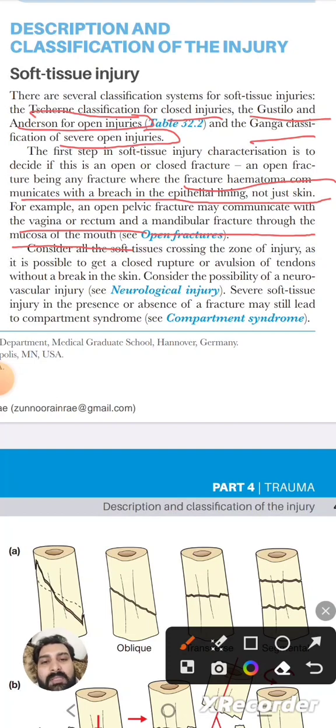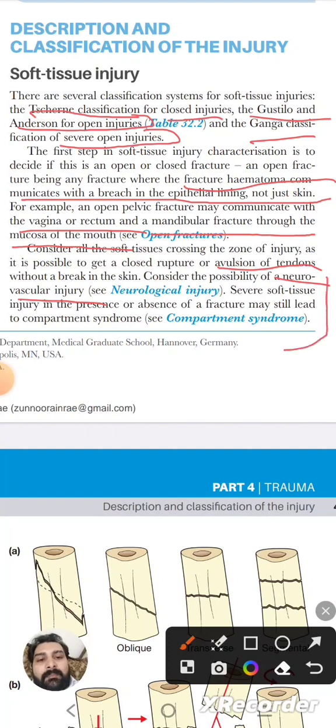If there is a fracture of the tibia and there is also a wound on the skin and the fracture hematoma is communicating to the external environment through that wound, it is an open fracture of the tibia. When trauma occurs to a specific part of the body, all the structures crossing through that area should be considered and suspected for trauma. There can be trauma to the muscles or avulsion of the tendons without a breach in the skin. There can be trauma to the neurovascular structures. There can be trauma to the bone.